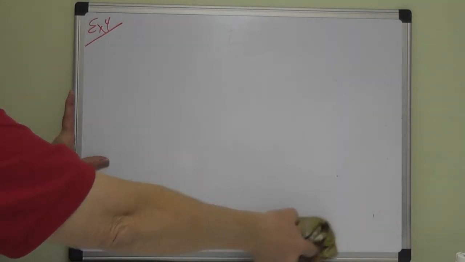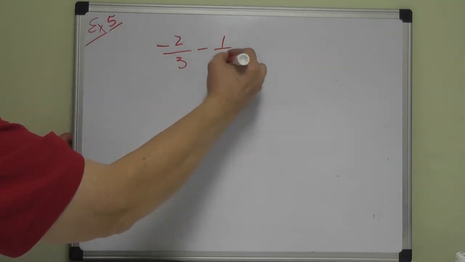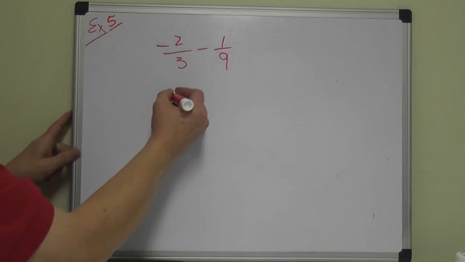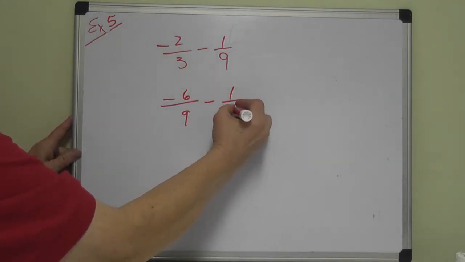If you have this text, you are on page 222. So if you're in my class, you can very easily follow along with these. We have example number 5. We're subtracting. We have negative 2/3 minus 1/9. Common denominator is 9, so we end up with negative 6/9 minus 1/9.